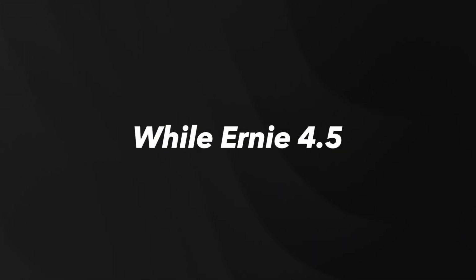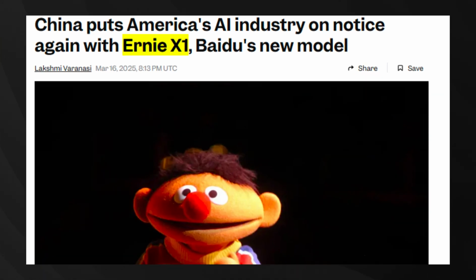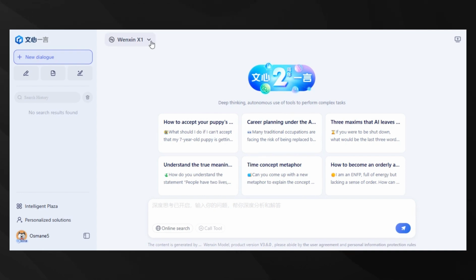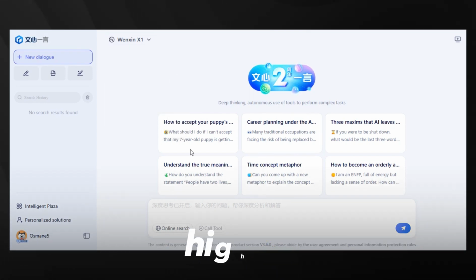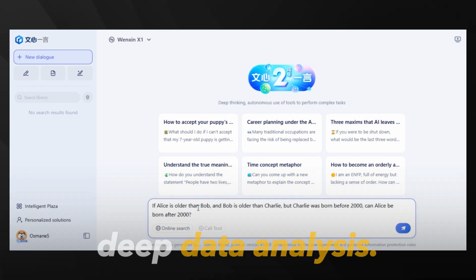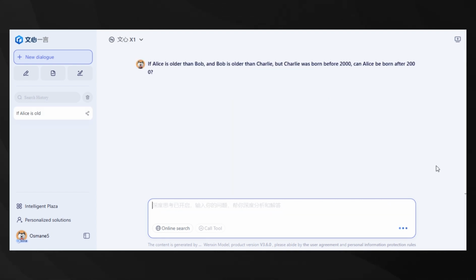While Ernie 4.5 dominates multimodal tasks, Ernie X1 is built for pure reasoning power. This isn't your average chatbot. It's designed for hardcore problem solving, tackling complex mathematics, high-level coding, and deep data analysis. If you've ever watched AI struggle with logical inference or structured decision-making, this one is built to fix that.